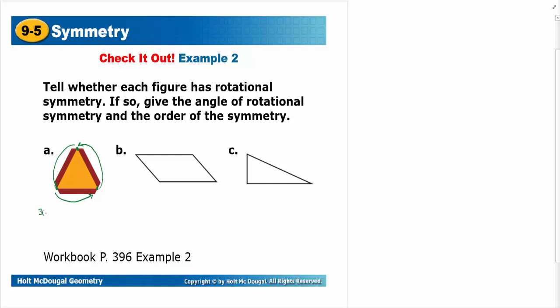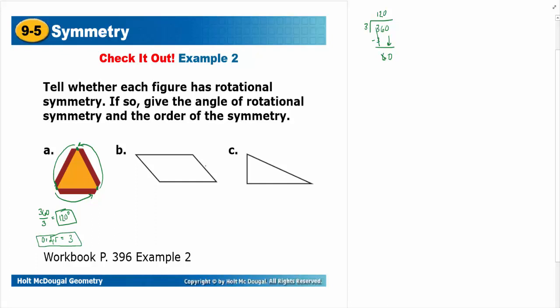So you go 360 divided by 3. I can do it out here. 3 goes into 360 one time. Pull down the 6. 3 goes into 6 two times. Pull down the 0. 3 goes into 0 zero times, so it's 120. This is 120 degrees for its rotational symmetry, and the order is the number of points, which is 3. That's how many times it'll do it within a full circle.